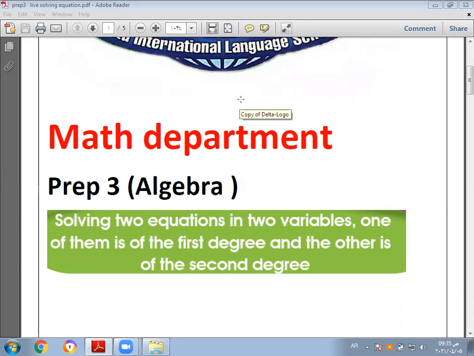Insha'Allah, this is Math, Group 3, Algebra. Our lesson today is about solving two equations. One of them is first degree and the second equation is second degree. And the two equations are in two variables.